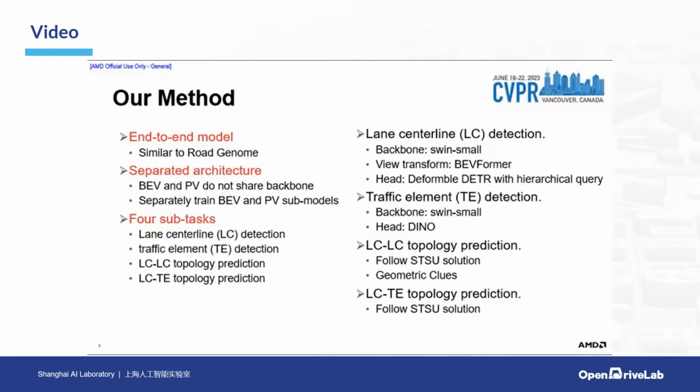For lane centerline detection, we use a small lane backbone and apply a deformer to transform the feature view. A deformable DETR head with hierarchy query is utilized to predict 3D lanes. For traffic element detection, we use a DN-DETR method to detect targets. For two topology prediction tasks, we follow the STSU solution. In particular, for LCLC topology prediction, we introduce geometric clues to promote the prediction.